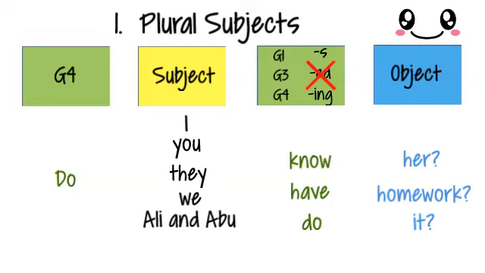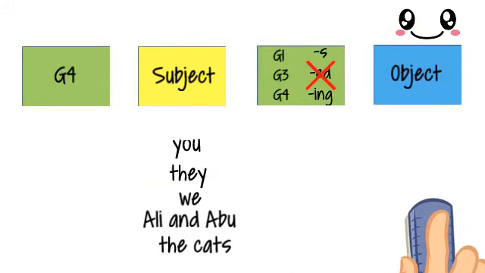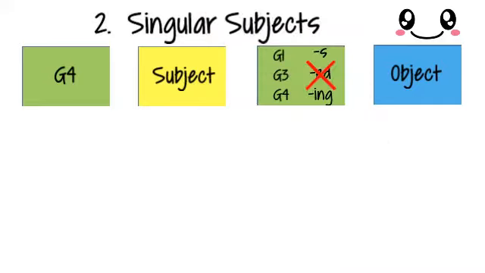Do Ali and Abu know her? Do Ali and Abu have homework? Do Ali and Abu do it? Do the cats know her? Do the cats have homework? Do the cats do it?